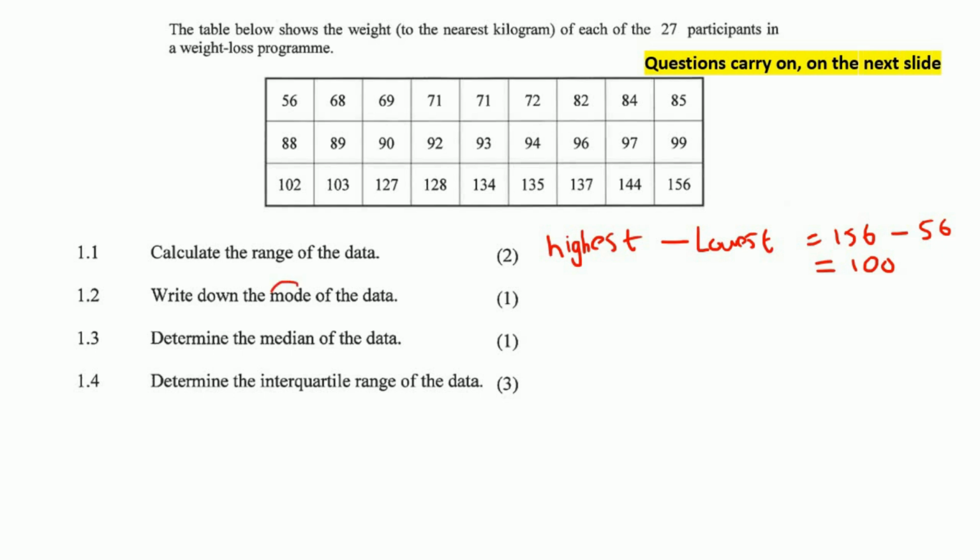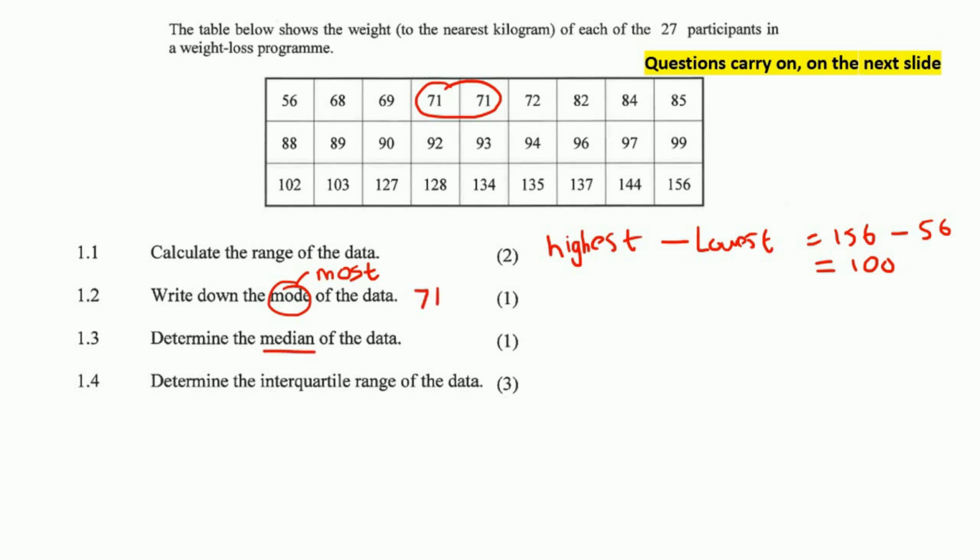Write down the mode. The mode is the value that appears the most. So it's the number that you see the most often. Okay, so let's have a look. I see that there are two 71s. Let's just see if there's any other numbers that are repeating. No, it's just that. So that would be the answer, 71.